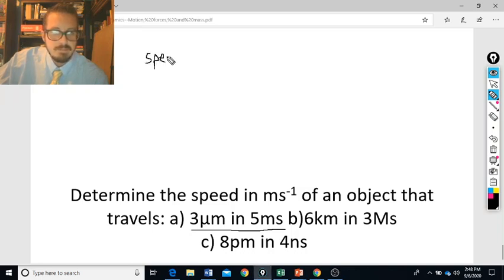So we have speed, which is equal to distance divided by time, and so each one of these A, B, and C give us a distance and a time. 3 micrometers of distance divided by 5 milliseconds of time.